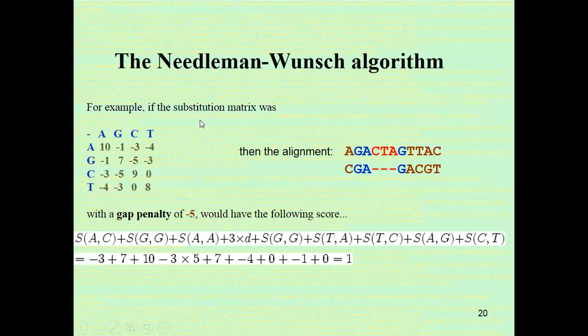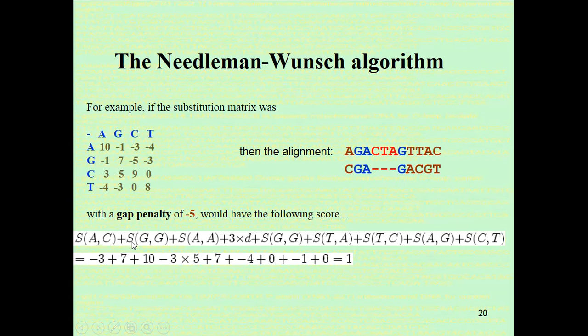For example, if the substitution matrix was like this one, here we have the sequence AGCT and then AGCT here also. So here we have a matrix with the values 10, -1, -3. We will build this matrix in later slides, and then you will get a clear look at how these values come about. Then the alignment here with a gap penalty of -5 would have the following score.